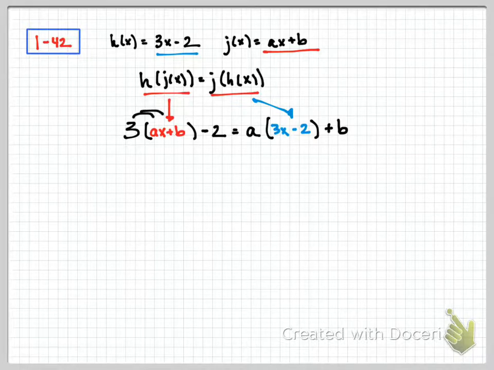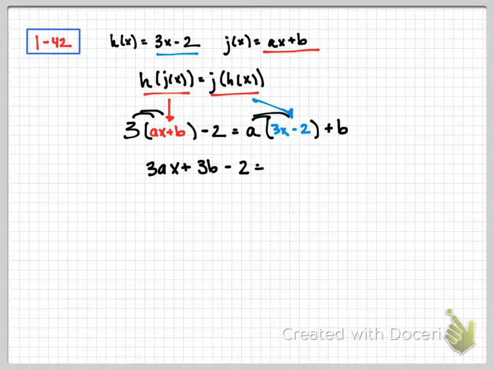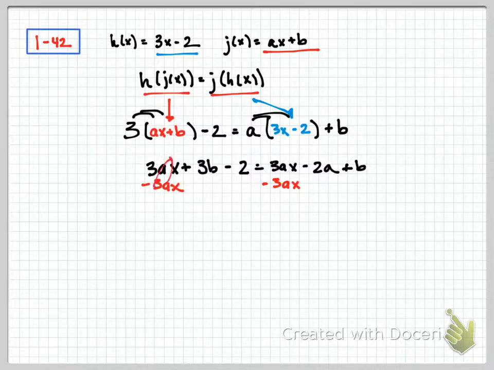So we're going to multiply this. 3ax plus 3b minus 2 equals 3ax minus 2a plus b. Alright. Well, now let's just start canceling stuff. You might notice that we can subtract 3ax from each side. That cancels. This cancels, which is really nice. So now we have 3b minus 2 equals negative 2a plus b.